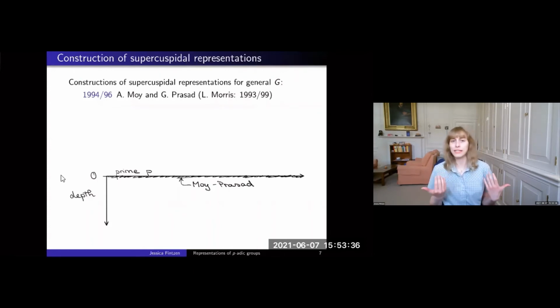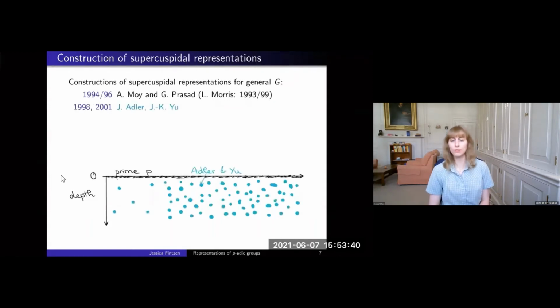But now we are interested in also going beyond the depth 0 case. The first general construction was provided by Jeff Adler in 1998 in his PhD thesis. And then three years later, Yu generalized this construction vastly. I've drawn all these dots here, which represent representations that they constructed, and they now have positive depths. And Yu's construction is actually the construction that everyone uses nowadays, essentially.